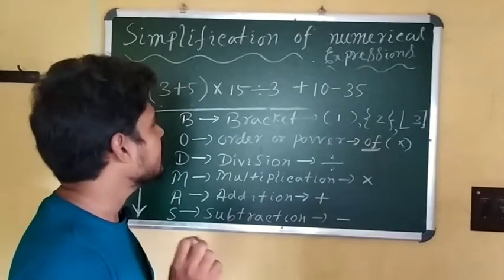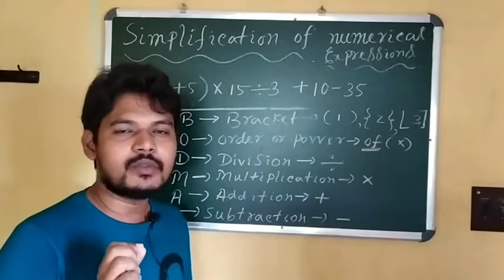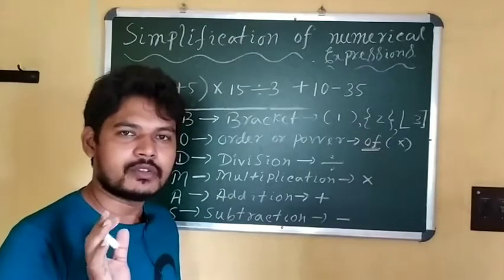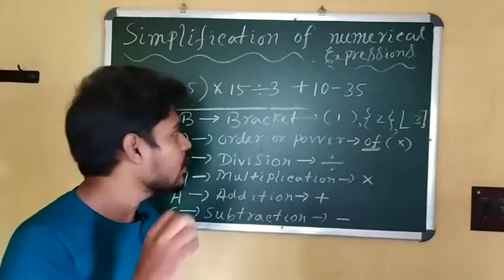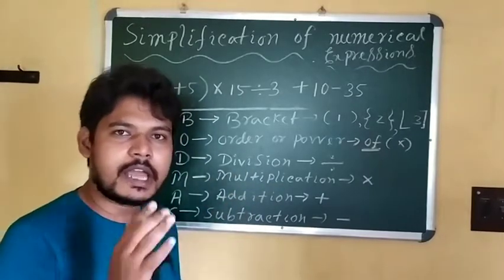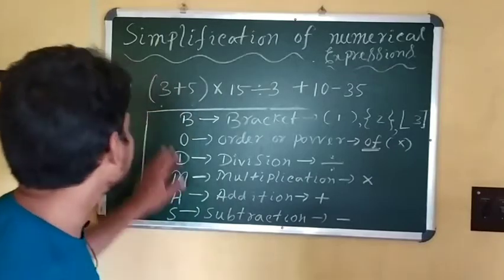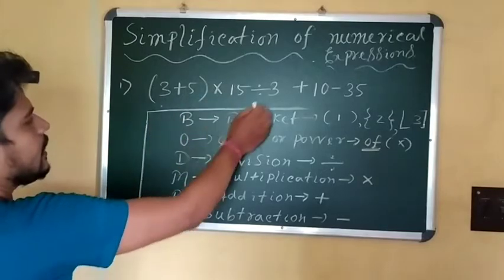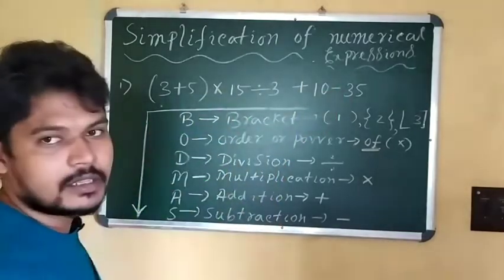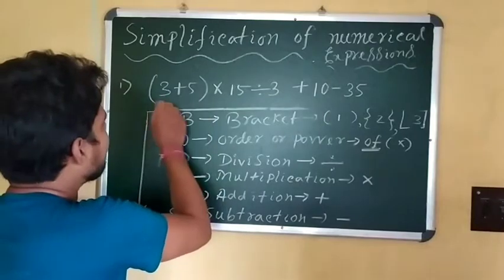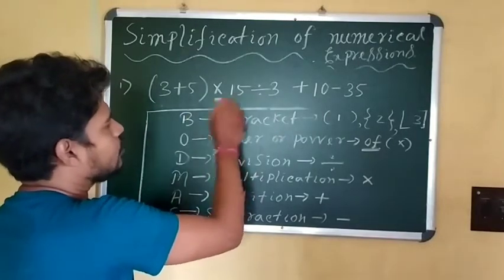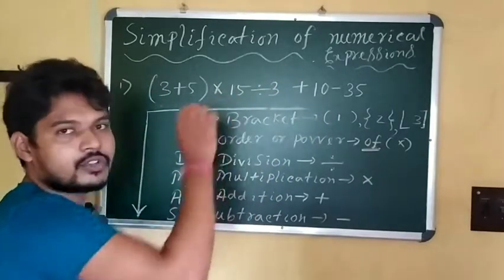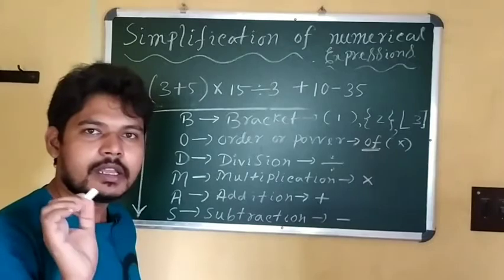A numerical expression is a mathematical expression in which two or more operations occur together. Okay, not at a time, one by one, but two or more operations will be present there and we have to solve this. You can see here it is written within this bracket 3 plus 5, then multiplication sign, then division, then plus, then minus. So all these operations are present in this mathematical expression. So it is called a numerical expression.